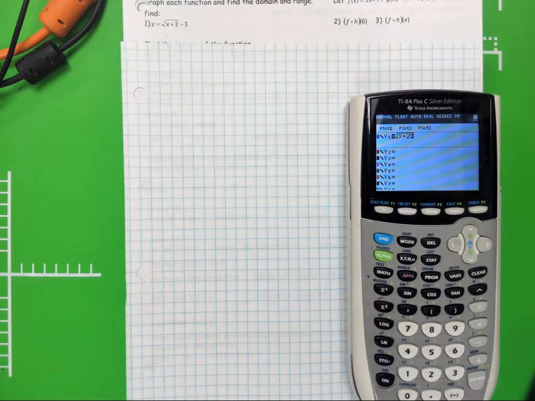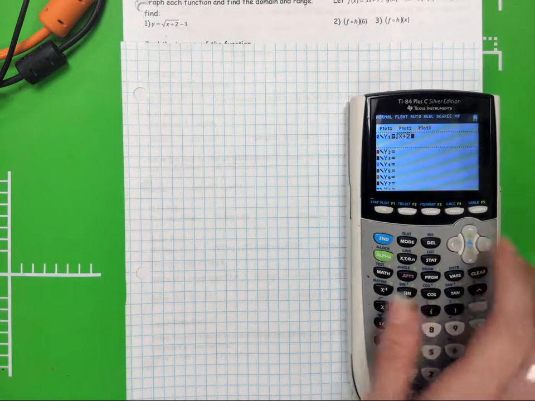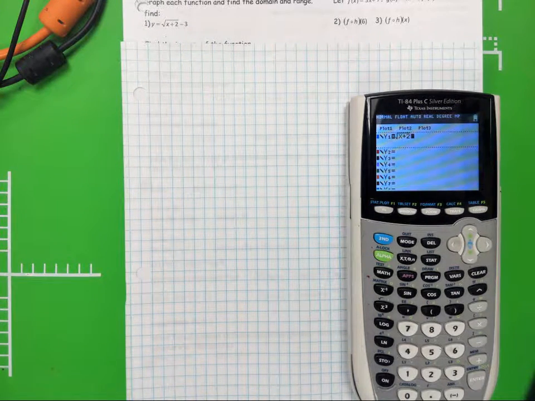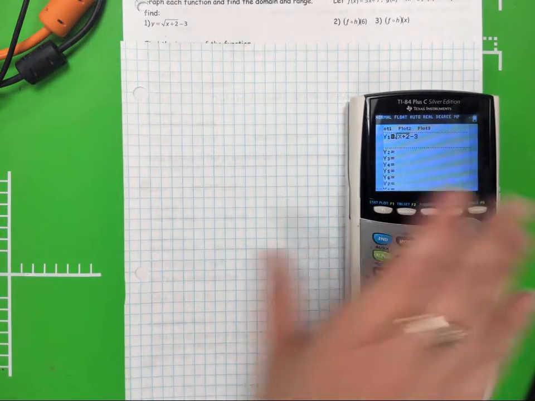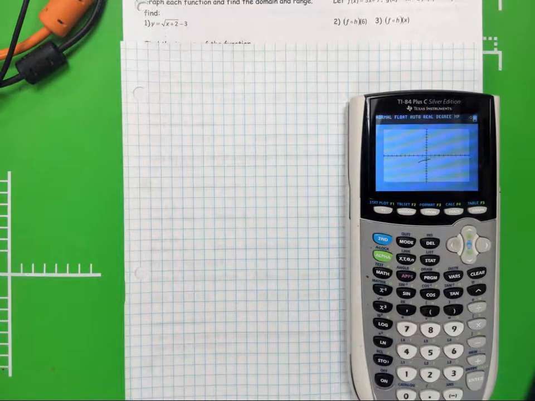Alright, now if you have a calculator like mine, you have to hit the right arrow button before you hit subtract 3. If you have one of the yellow calculators, you have to close your parentheses before you hit subtract 3. Do not hit the negative 3, it's subtract 3. And then hit graph. Let me know if you get a picture that's not like mine.